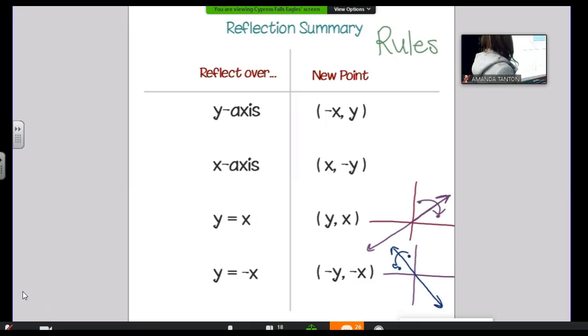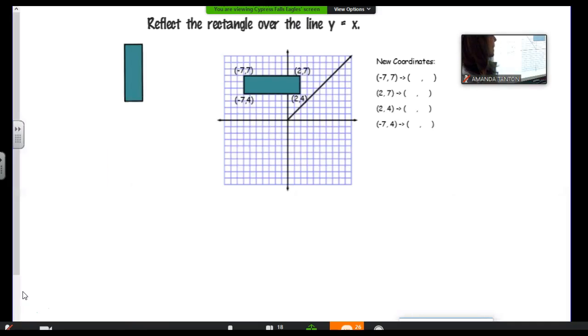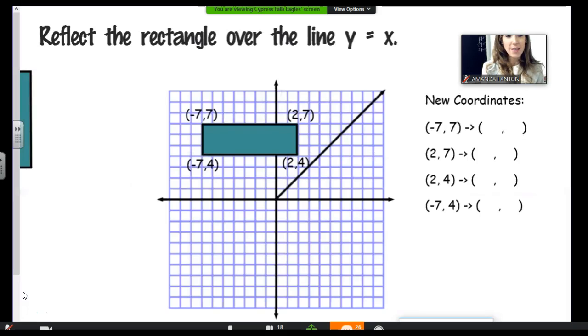So let's practice. This says, reflect the rectangle over the line y equals x. We are not going to do the thing where we count how far away it is from the line of reflection and then go equidistant. Because the problem is, how do I count the distance between this point and this line? No. There's no such thing as counting diagonally on the coordinate plane. Don't do it. Don't try it. Instead, we're going to use our rule.